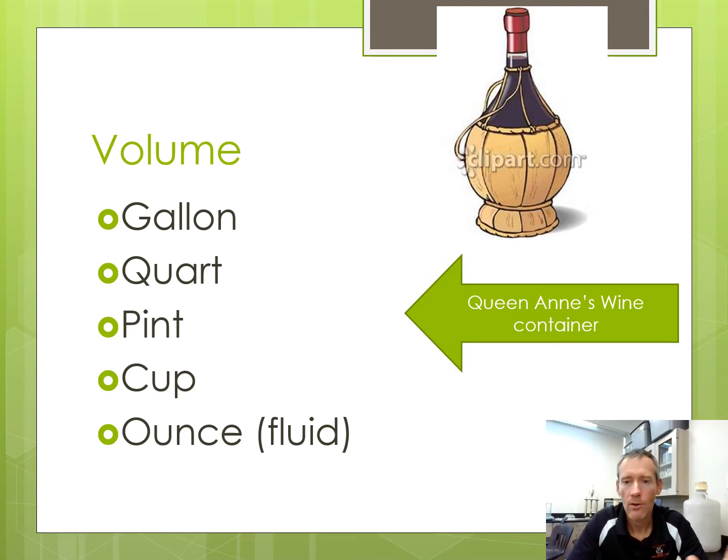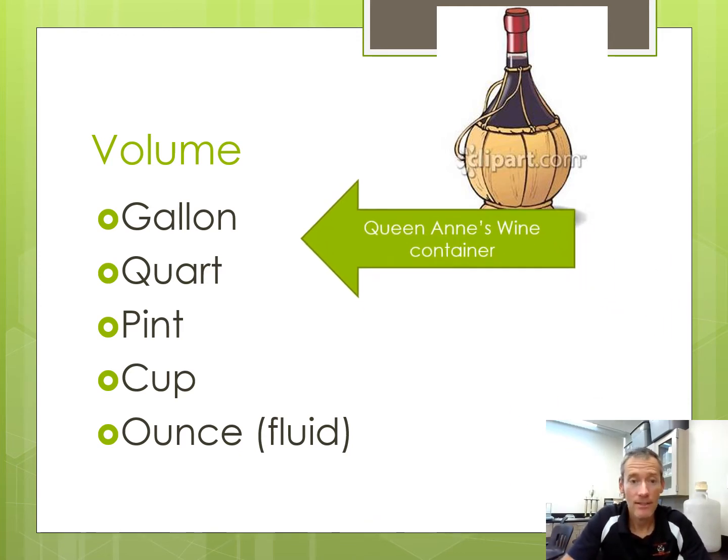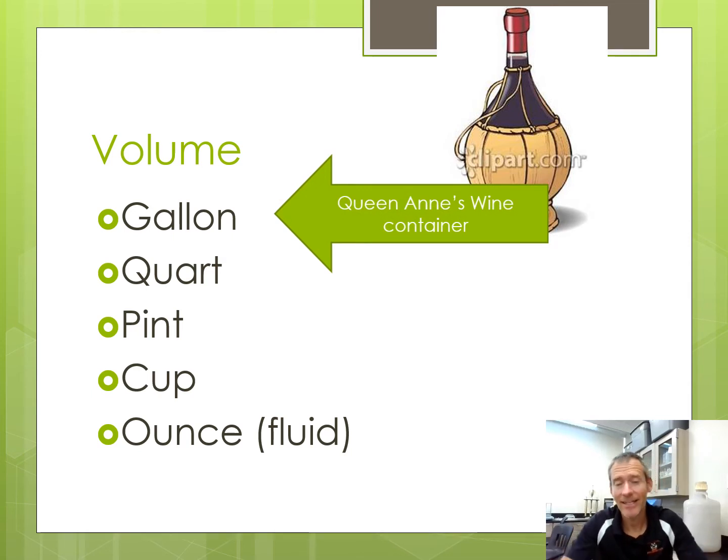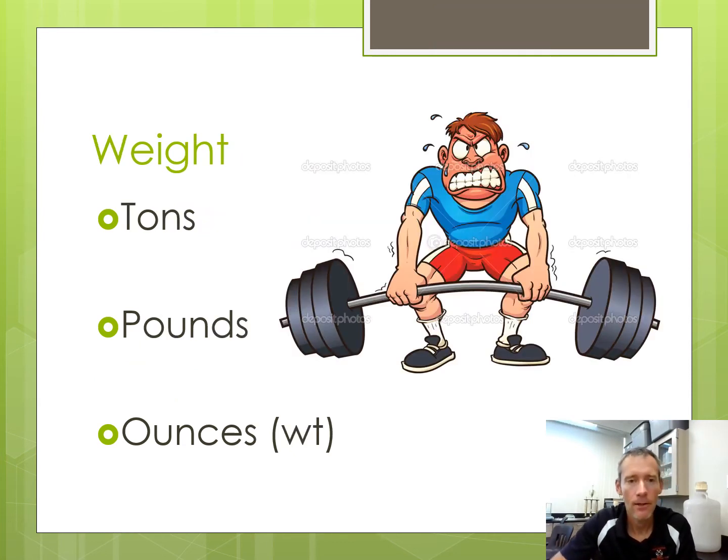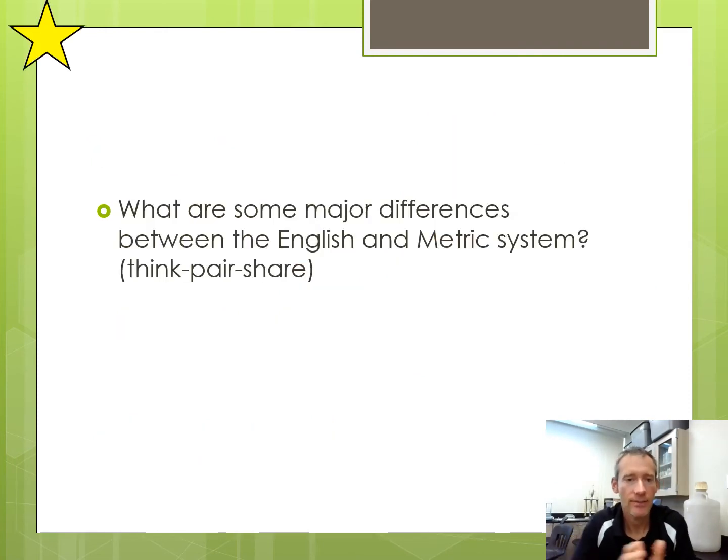And Queen Anne's wine container, that was a gallon. So basically, her container of wine, they said, well, that's going to be a gallon, and that's it. In mass or weight, you have tons, pounds, ounces, all these different types of units.